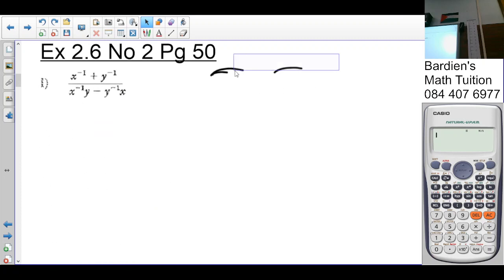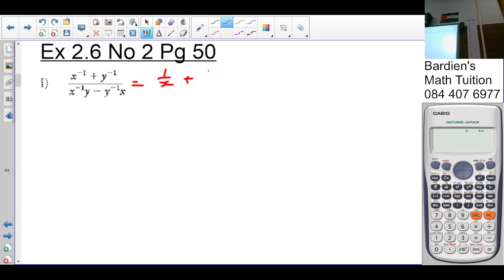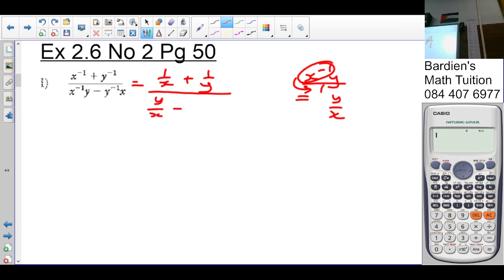Right, L. People, 1 over x to the minus 1 can be written as 1 over x plus 1 over y, over x to the negative 1 y, that's over 1. So where must this negative 1 go? To the denominator. So it's y over x minus x over y. You all okay with that? What's my LCM in the numerator? What's the LCM?